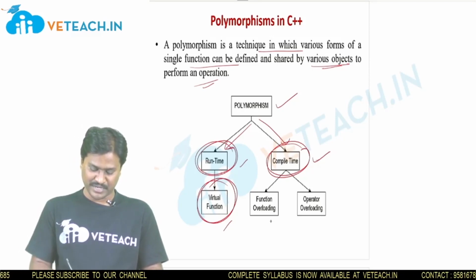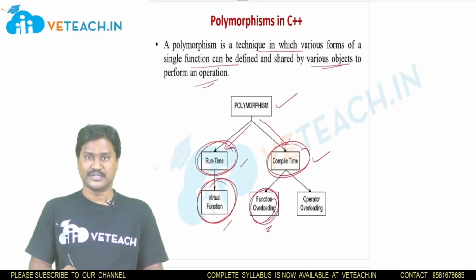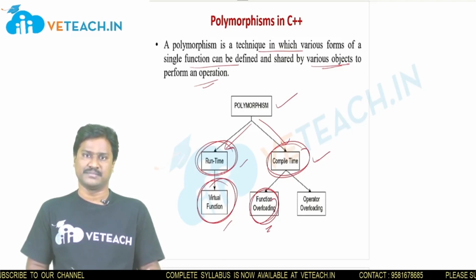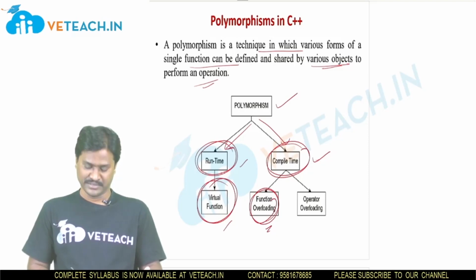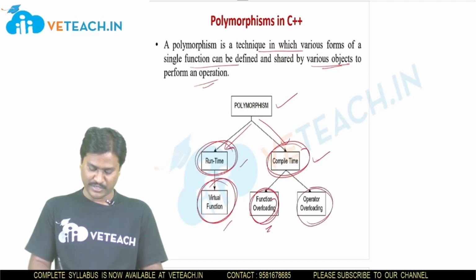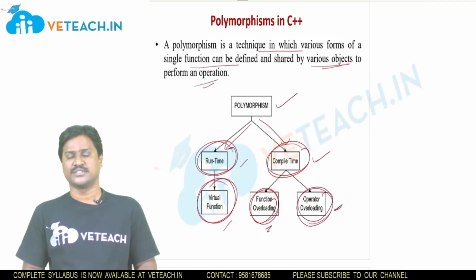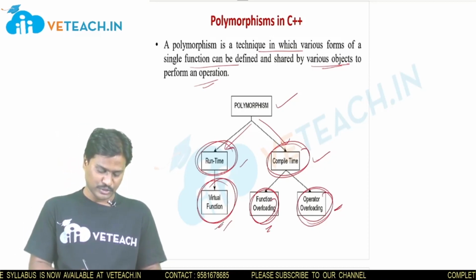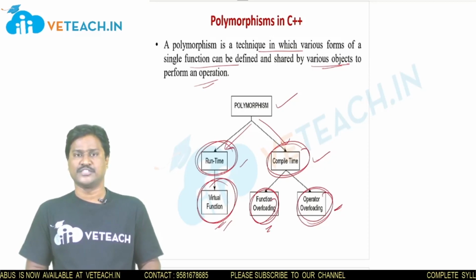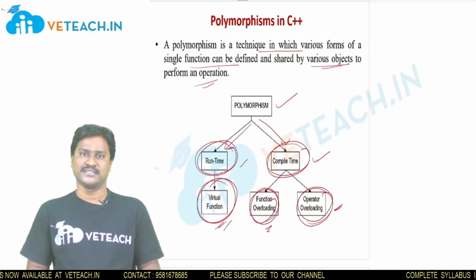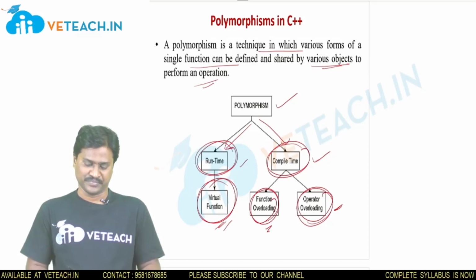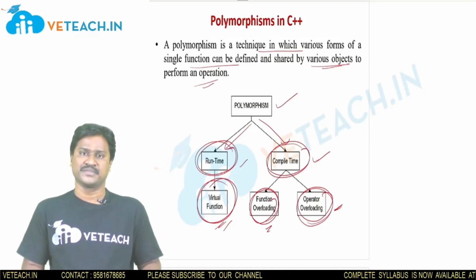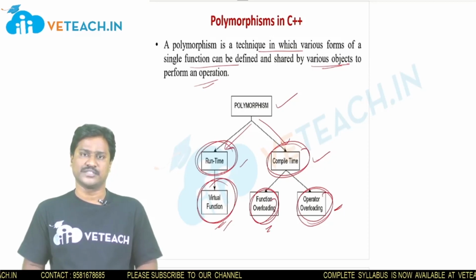Whereas at compile time, function overloading comes under static binding, nothing but early binding or static polymorphism. Operator overloading also comes under static polymorphism. But using the virtual function concept, we can achieve late binding, that is, runtime polymorphism. So this is how polymorphism can be implemented at runtime by using the virtual keyword.